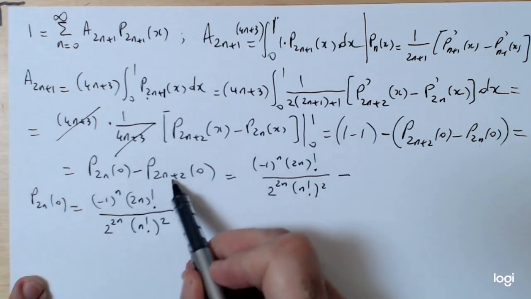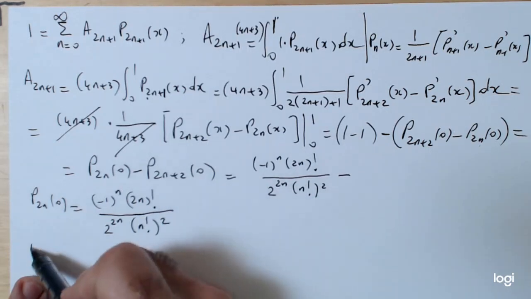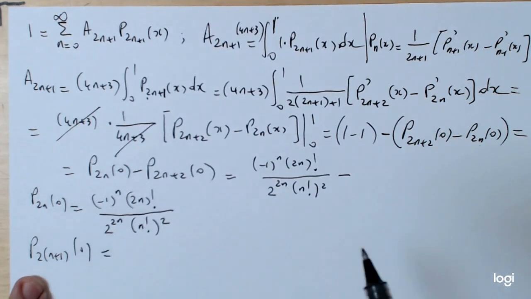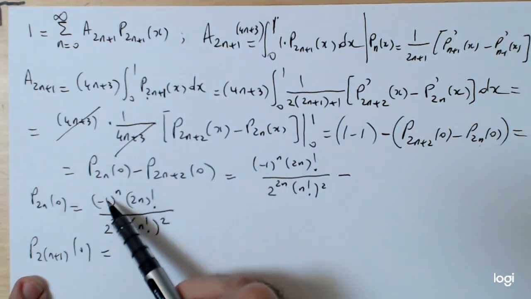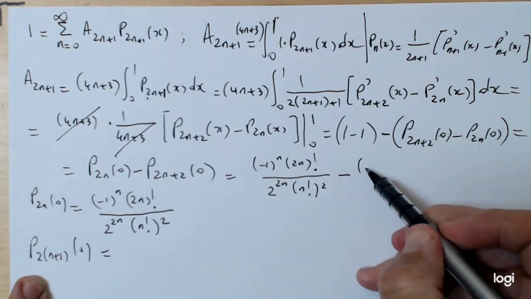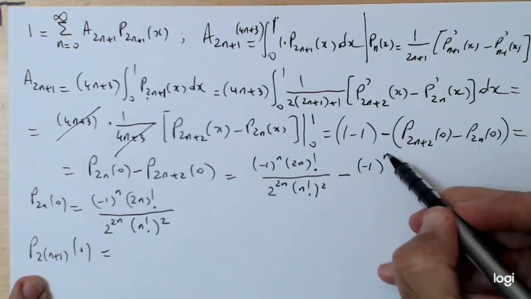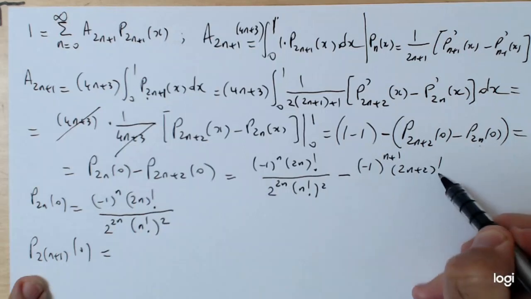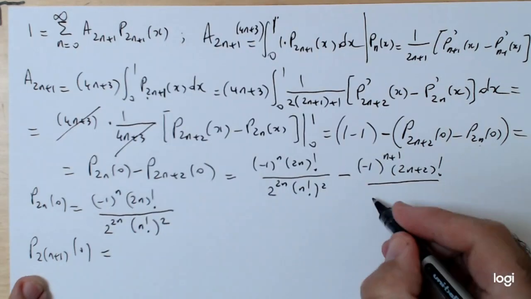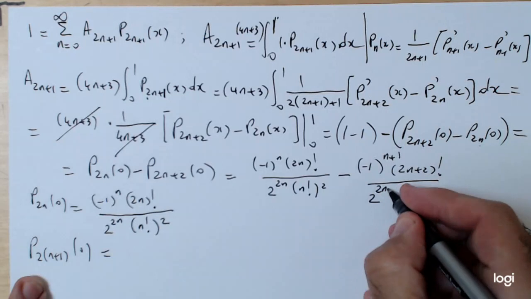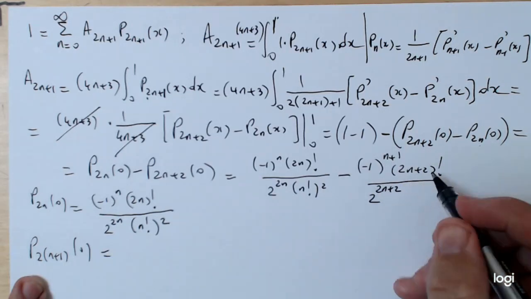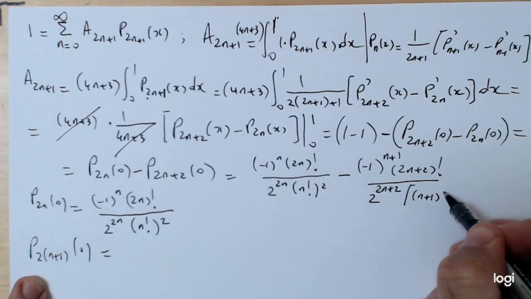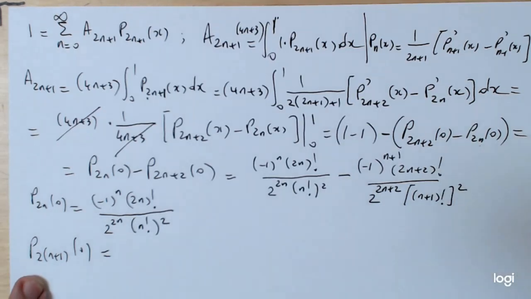You've got to be careful here because P_{2n+2} is like P_{2(n+1)}(0), because you can factor 2. So I have to replace n with n plus 1. So minus 1 to the n plus 1, 2n plus 2 factorial. This will be 2 to the 2n plus 2. And on the bottom, n plus 1 factorial to the power 2.